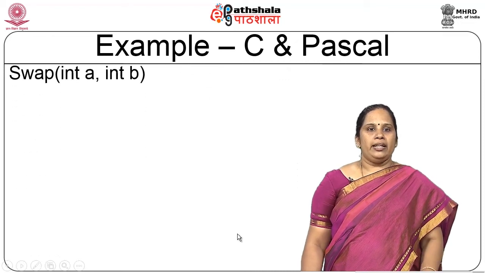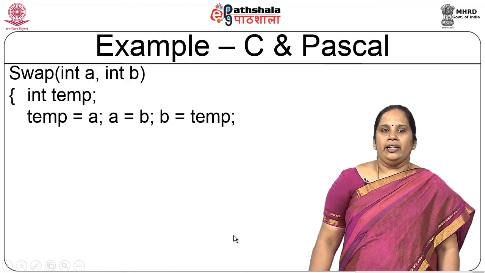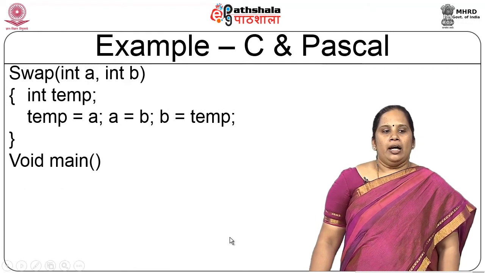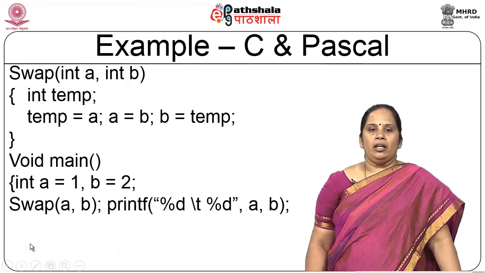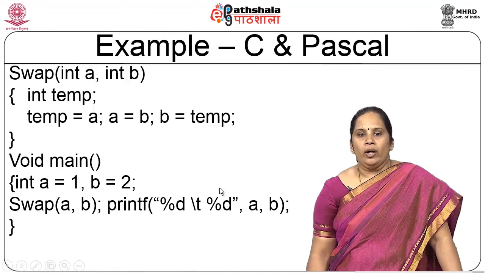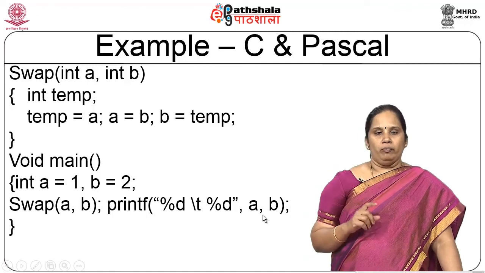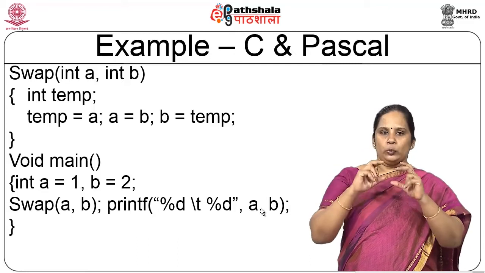So example is C and Pascal, where if you have a function like this, int a comma int b, that is going to swap two variables, and I have a main function here which is going to be declaring two variables a and b, and there is a call to swap. So what happens here is 1 comma 2 is passed, but this is passed as a value, meaning that the calling stack will basically have the values 1 comma 2.